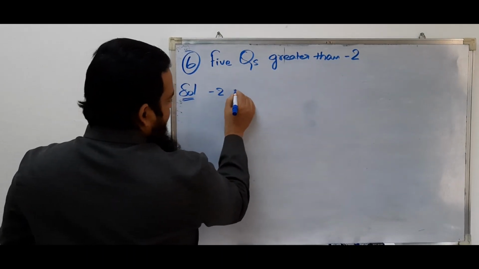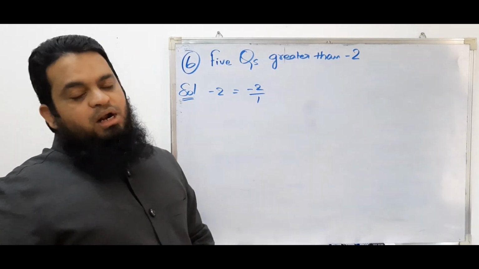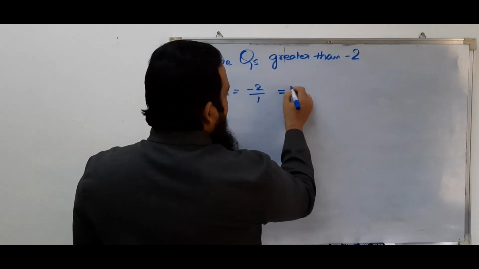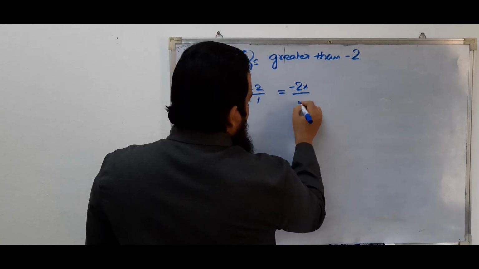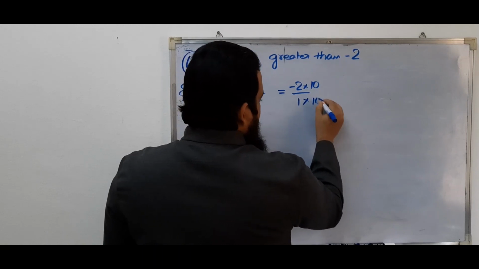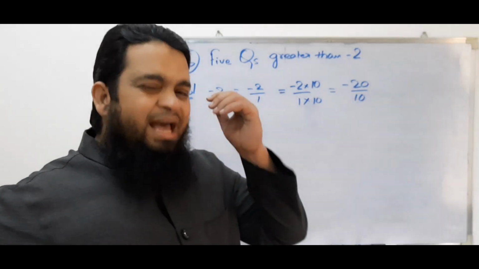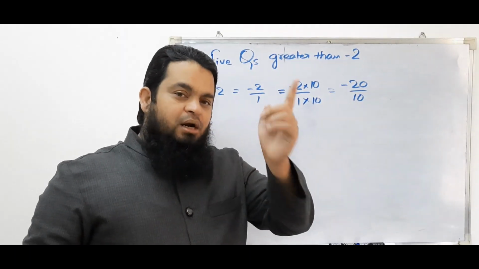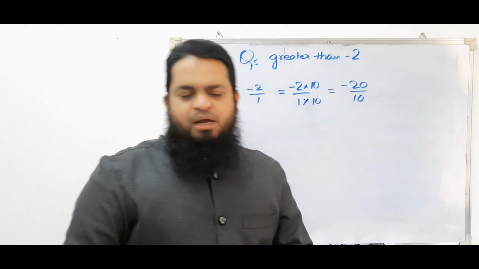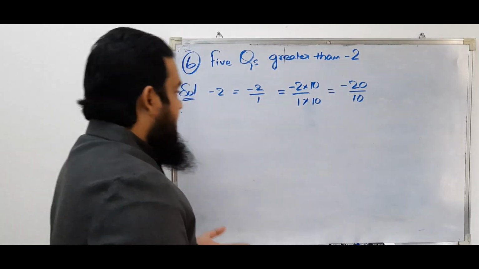-2 can be written as -2 by 1, and you can find an equivalent fraction of -2 by 1 by multiplying numerator and denominator with any number. I am multiplying with 10 and here also 10. It becomes -20 by 10. Not only 10, you can use any number, but you have to multiply numerator and denominator with the same number. So now -20 by 10. Tell me, my dear students, what are the numbers which are greater than -20 by 10?